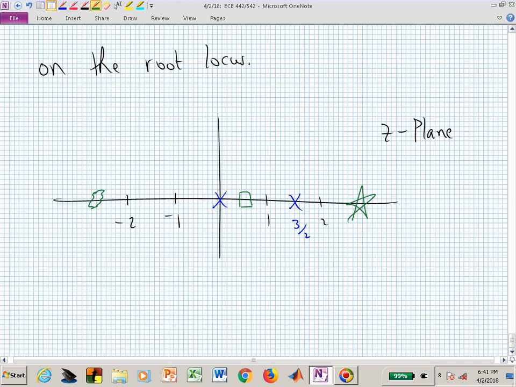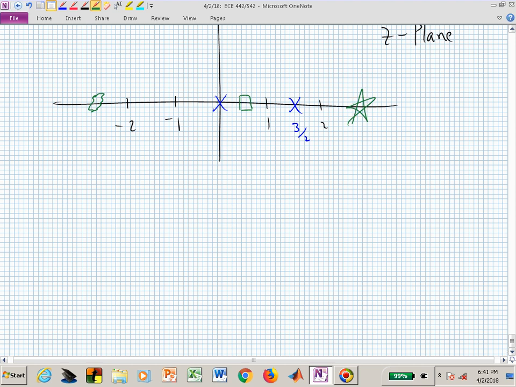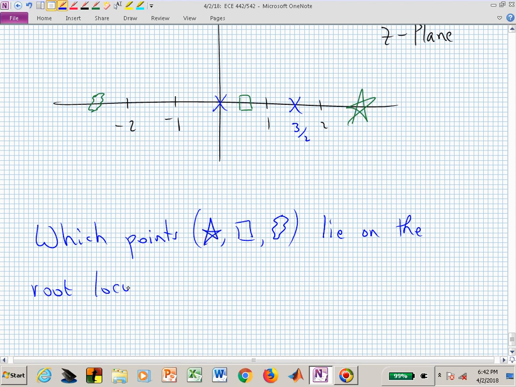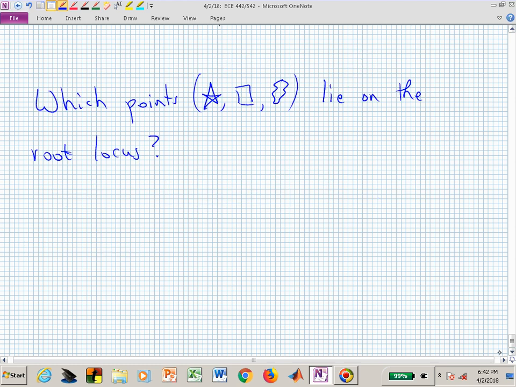And I want you to tell me which of those belong on the root locus. So which points, star, box, or cloud, or all, lie on the root locus? Now, how in the world are we going to figure that out? Well, let's just ask the question. Suppose we wanted to know what's the angle of g of z when z is at star.